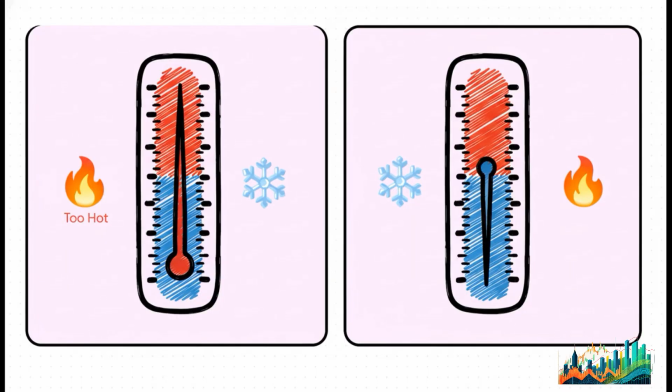So, here's how you read this thermometer. If you get a reading up above 70, that suggests the stock is overbought. It's gotten a little too hot and might need to cool off. On the flip side, a reading below 30 suggests it's oversold. It's gotten too cold and might be due for a bounce. Now here's a really crucial point. A stock can stay too hot or too cold for a long time. So think of this as a warning sign, not a command to immediately buy or sell.